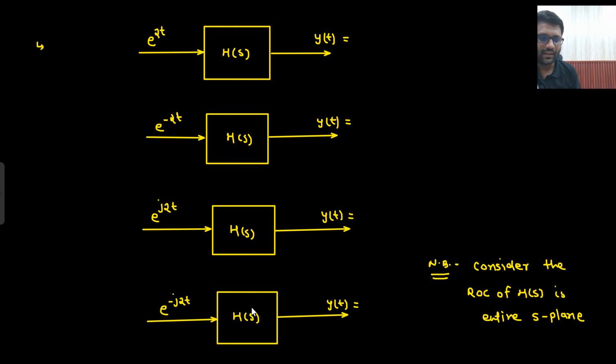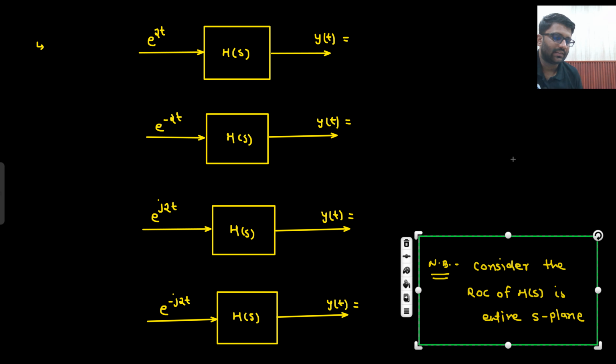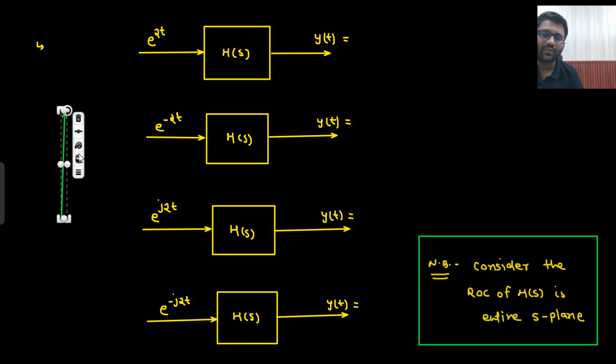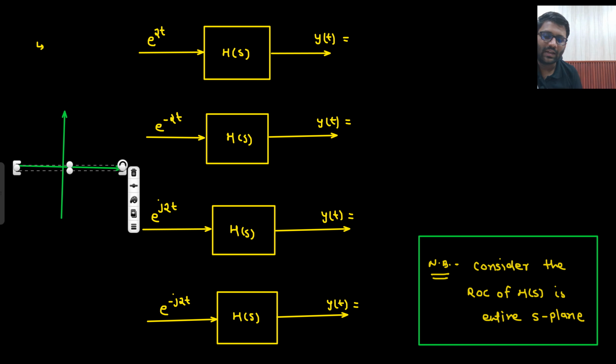So what I am saying, H of s is fed with e to the power 2t, e to the power minus 2t, e to the power j2t, e to the power minus j2t. So what will be your y(t)? Considering that H of s has an ROC of the entire S-plane. What is the meaning of entire S-plane? That every point will converge. So what will our s naught value?